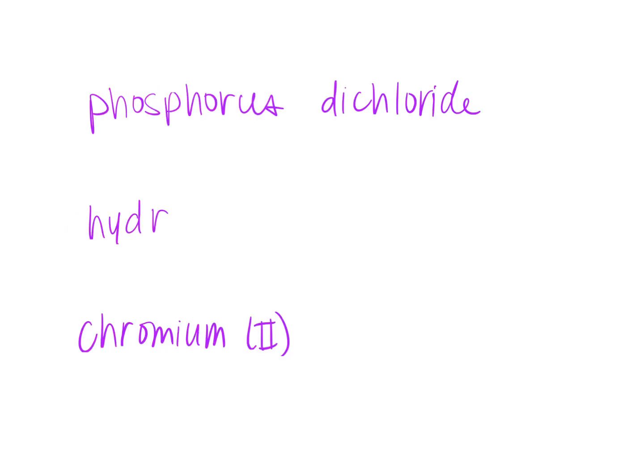Okay, we're going to try these three on your own. I give you the name, you give me the formula. Phosphorus dichloride. P, then what? PCl2. I would agree. Very nice. PCl2. All right, hydroiodic acid. What is it? It's just HI. Okay? HI.